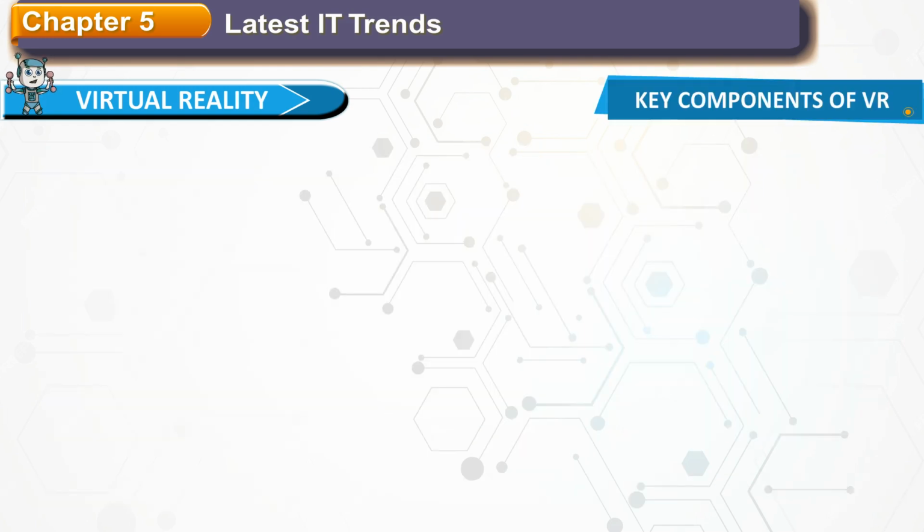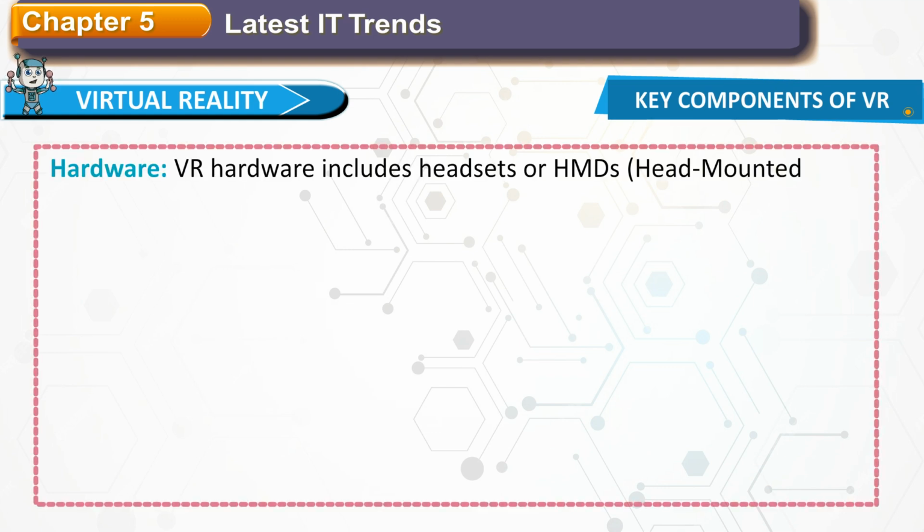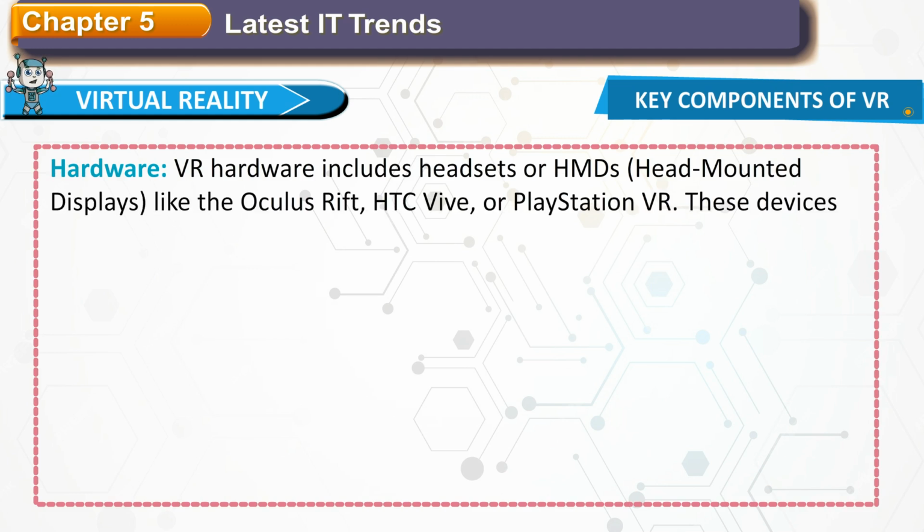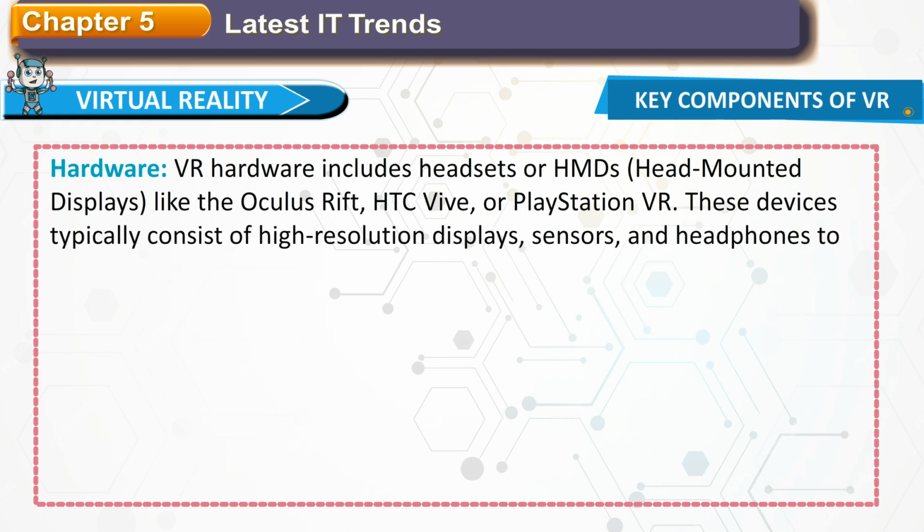Key components of VR. Hardware. VR hardware includes headsets or HMDs, head-mounted displays like the Oculus Rift, HTC Vive, or PlayStation VR. These devices typically consist of high-resolution displays, sensors, and headphones to provide an immersive experience.